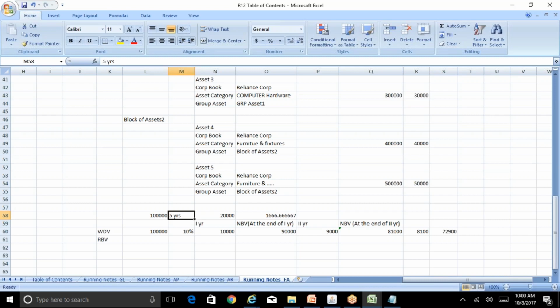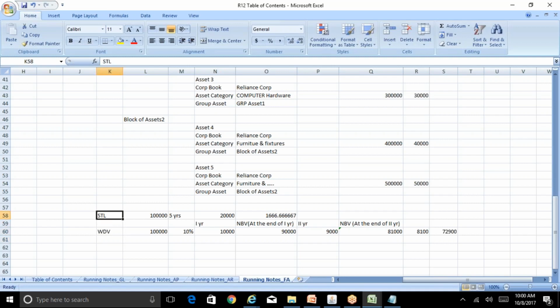Okay, so in 90% of cases the scenario will be something like this: for a particular asset in the corporate book I will use the straight line method, and for the same asset in the tax book I will use the written down value method. This will be the scenario in most of the cases.